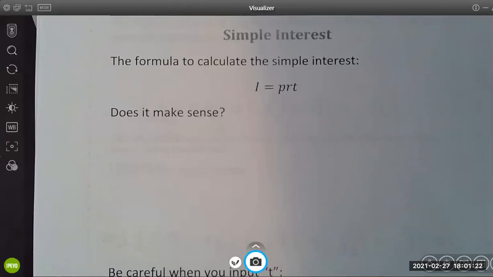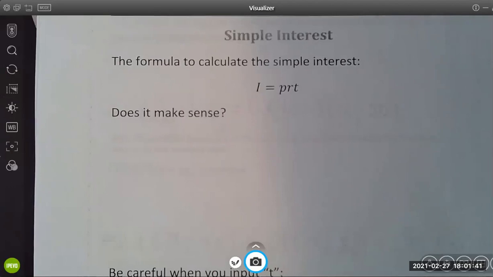Hi everyone. In this video, we are going to do simple interest. This is the first video for the finance part in Unit 2. We are going to have videos for simple interest, compound interest, and annuity, so minimum 3 videos. Let's look at the first one, simple interest.